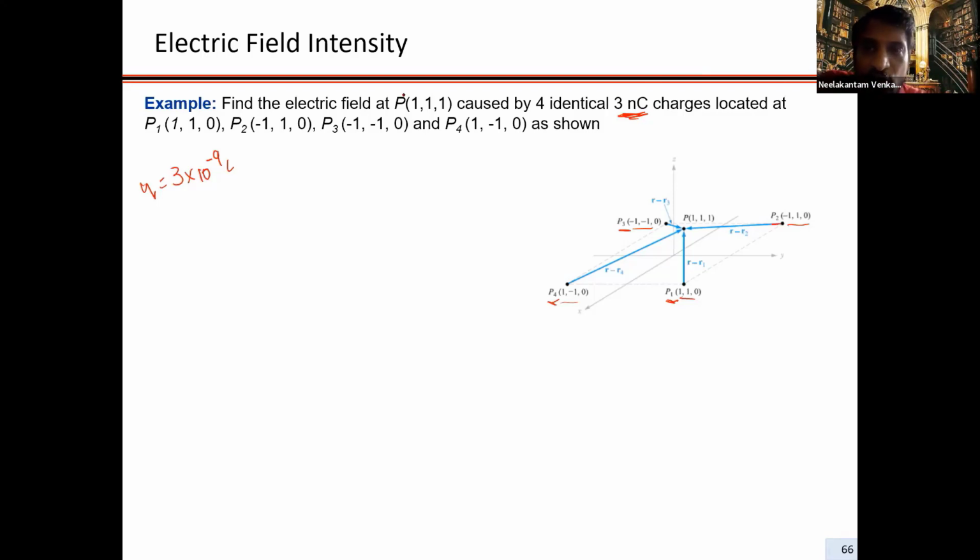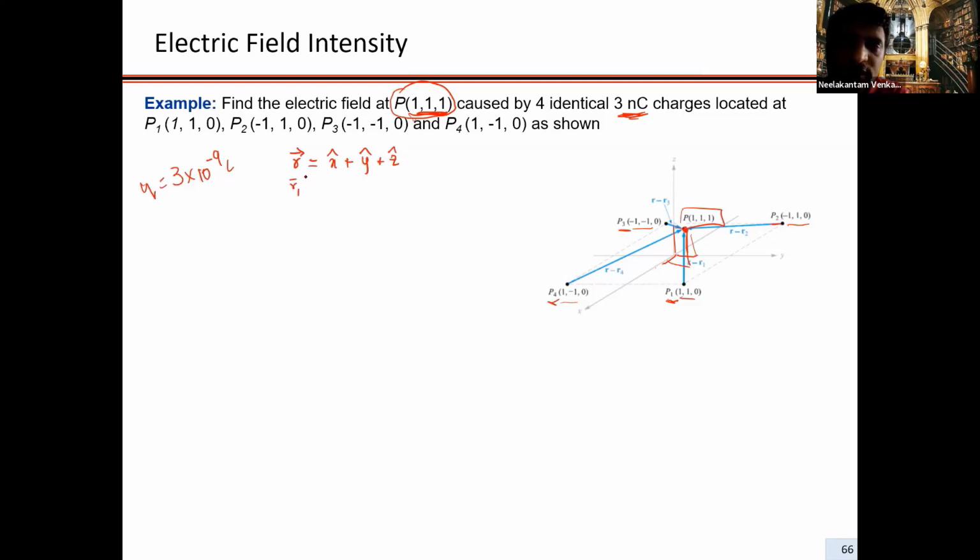Now you need to find what is the electric field at this location, where x is 1, y is 1, and z is 1. So at that location, what is the electric field? The first thing you want to do is the destination R, the position vector at the destination. So this being the destination, the position vector is x hat, y hat, z hat: 1, 1, 1.